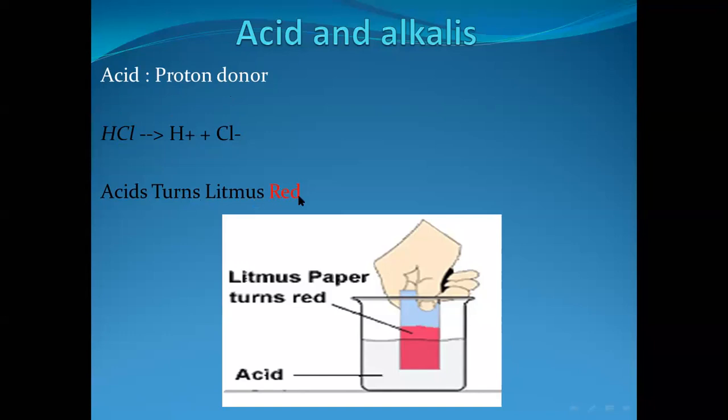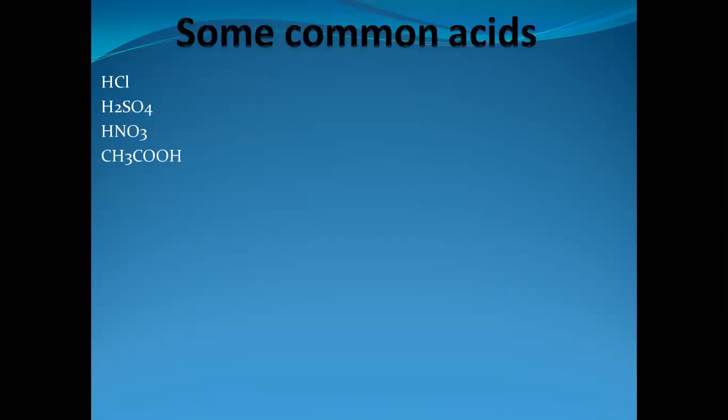Acid turns litmus red. If you have litmus paper and you put litmus paper inside acid, the color of litmus paper will be red, as you see here in the slide.